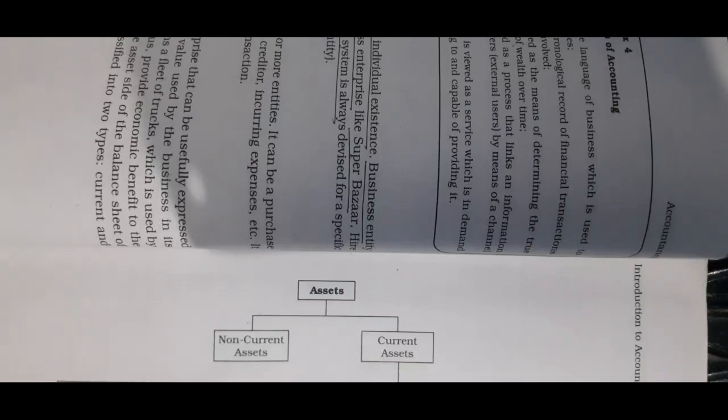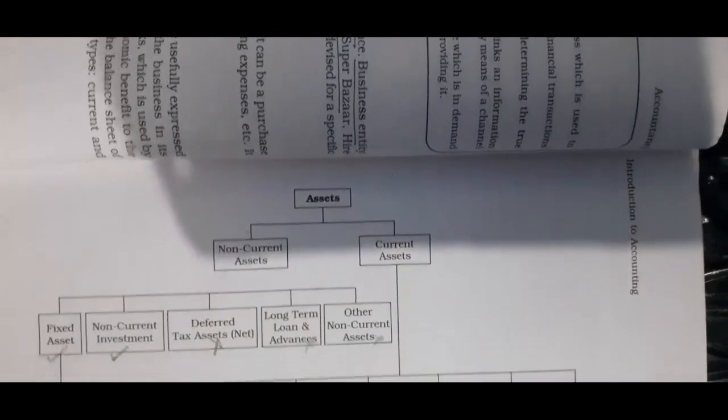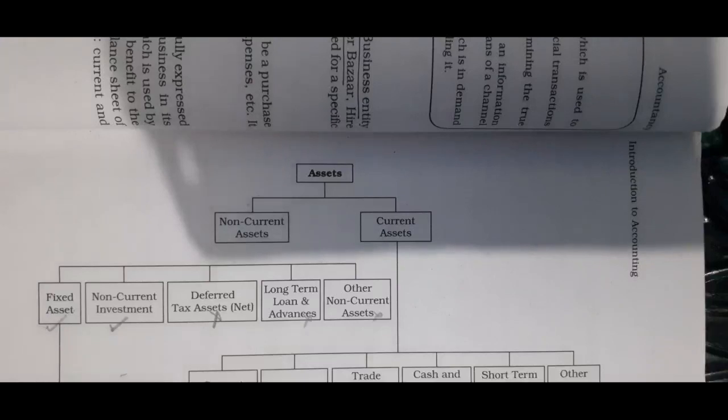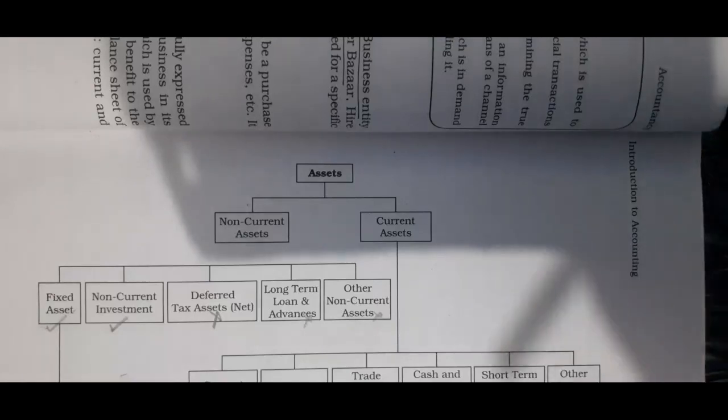Non-current assets also have two types. First, tangible assets and second, intangible assets. Tangible assets are those assets which can be seen or touched, for example machinery, furniture, etc. Intangible assets are those assets which cannot be seen or felt and have no physical existence. Examples: goodwill, patents, copyright, trademarks, etc.